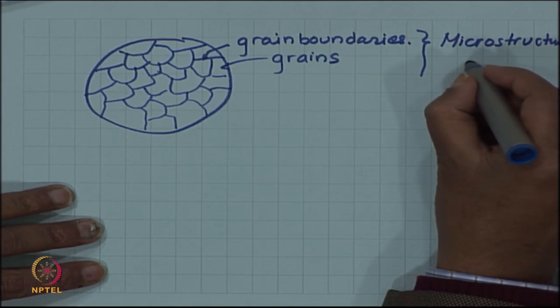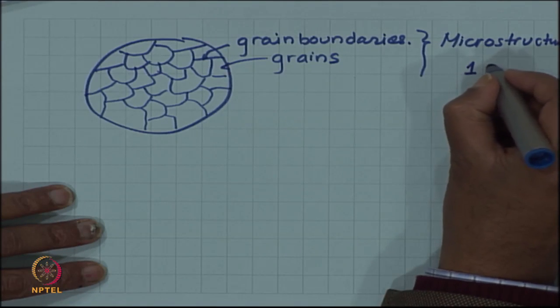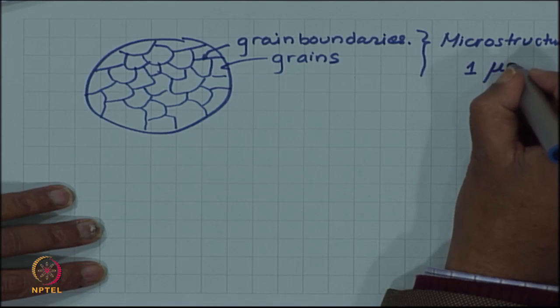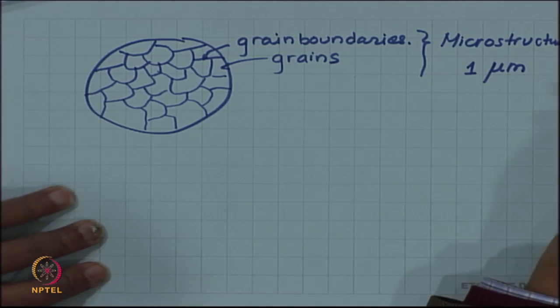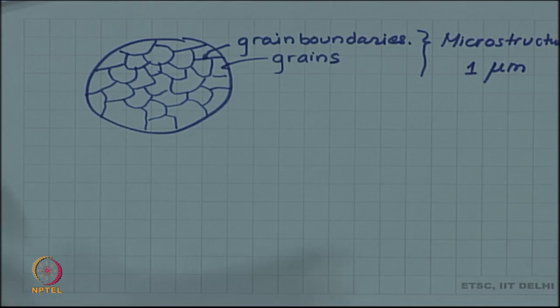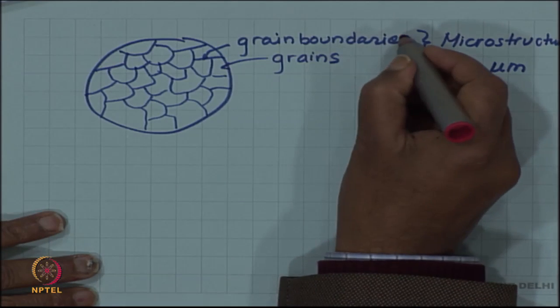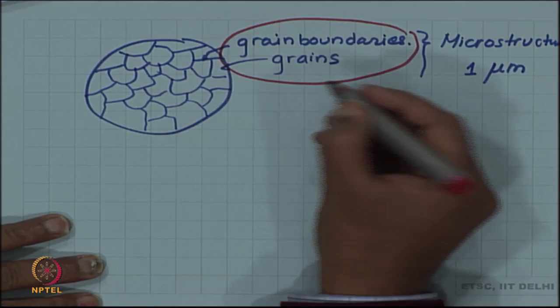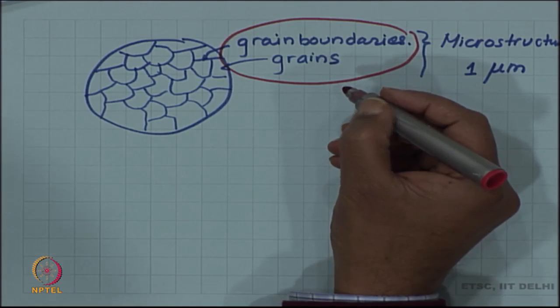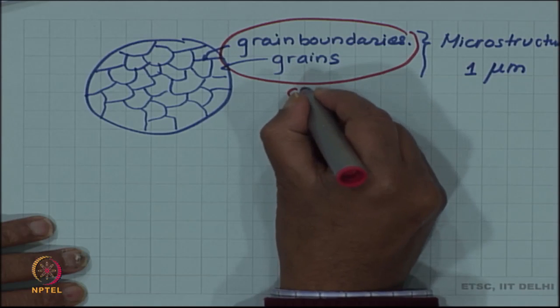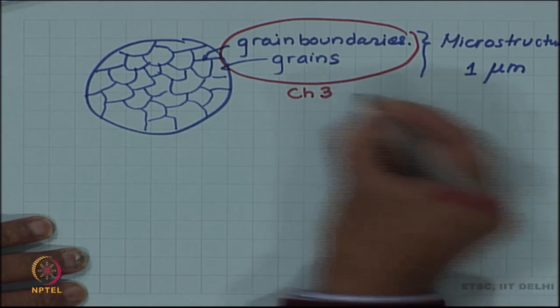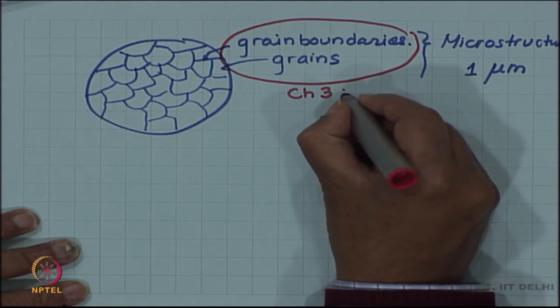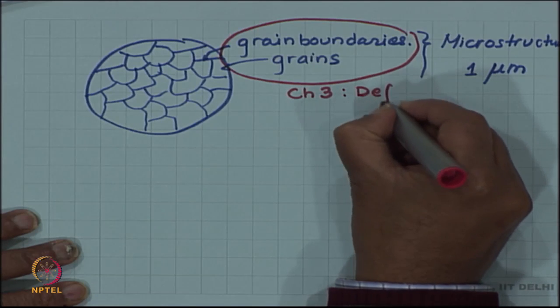The scale of microstructure is about, let us say, microns. That's where the micrometer comes from. So, we will talk about grains and grain boundaries. The meaning of these terms will become clear as we go along in the course, and grains and grain boundaries we will discuss in chapter 3 of this course, which deals with defects in crystalline structure.